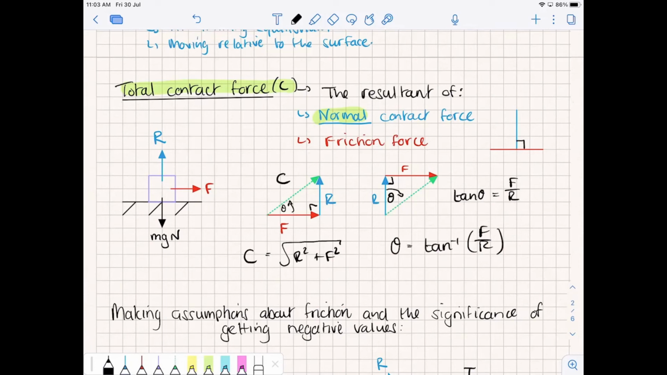Okay, we all happy with total contact force? Understand what it is? Yeah. Toya, you happy with that? Yeah, lots of new forces to learn about, unfortunately, but that's just the way it is.